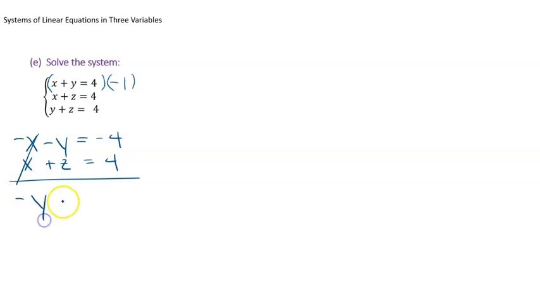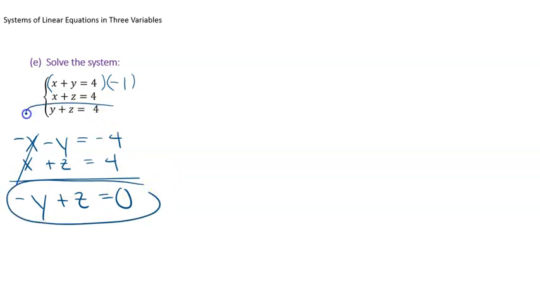Okay, the x's cancel. Now, I can't really add negative y plus z, but I can write that down. Negative y plus z is equal to 0, right? Negative 4 plus 4 is 0. Is that okay to do? Yes, it is. Okay, so this is one of my equations. Now, I'm going to work with the third equation.